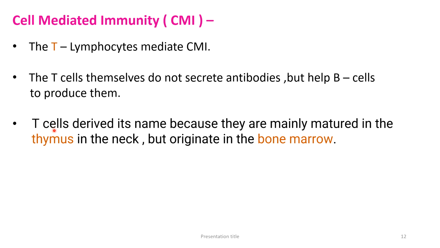The T cells derived their name because they are mainly matured in the thymus in the neck but originate in the bone marrow. Okay, so the origin point is bone marrow, but T cells mature in the thymus in the neck. Therefore, T for thymus.